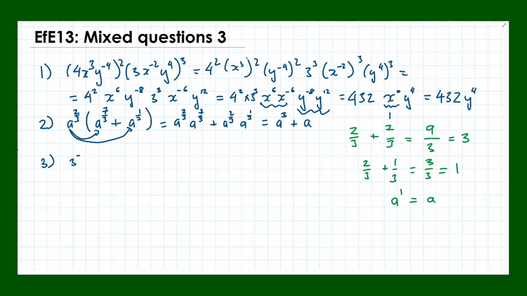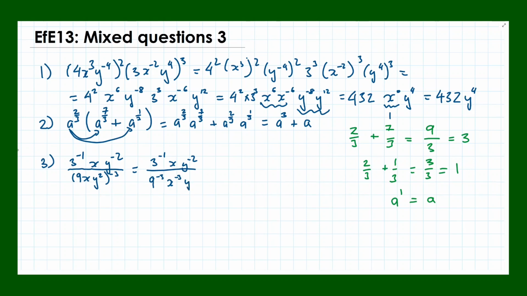Third example. 3 to the negative 1 x y to the negative 2, all over (9x y squared) to the negative third. Wow, a lot's going on in here. First of all, I suggest that we tackle what's in the denominator. So for now, I'm going to leave the numerator as it is. In the denominator, I have 3 terms. They are all raised to the negative third. So I'm going to break it out and raise the individual terms to the negative third.